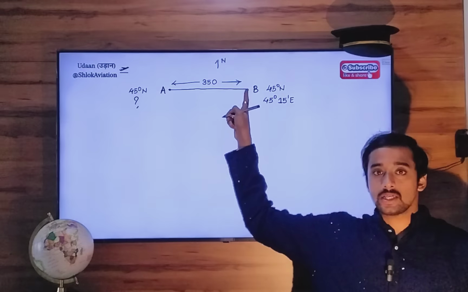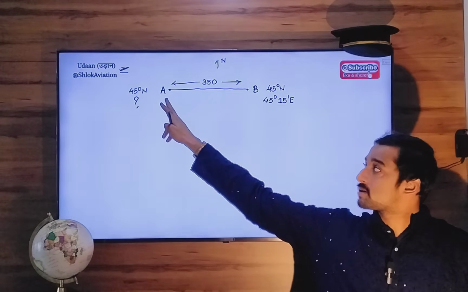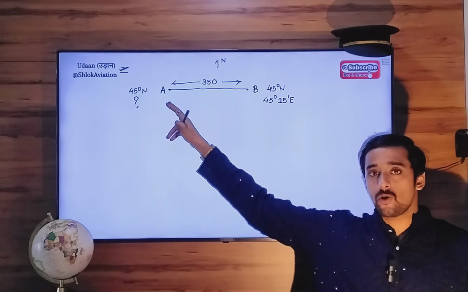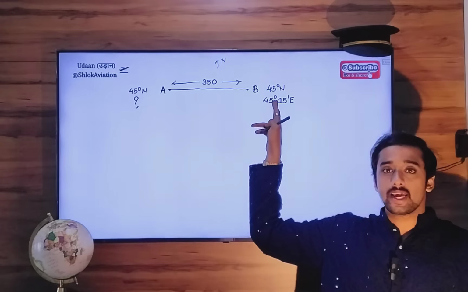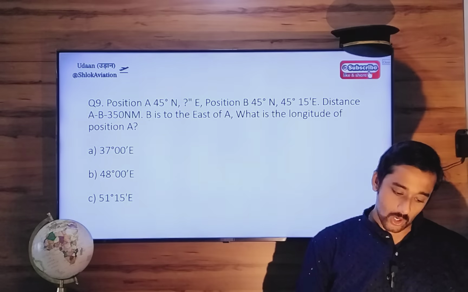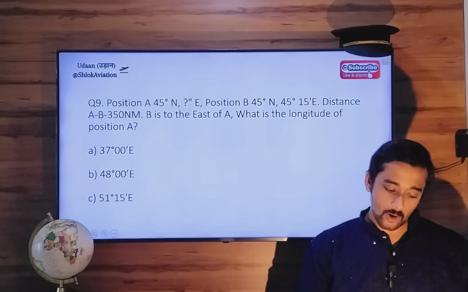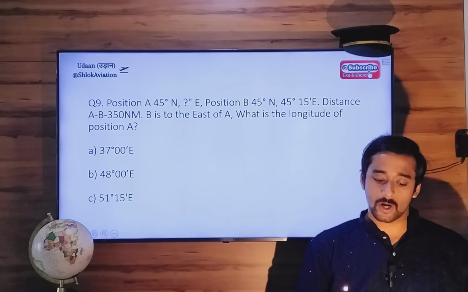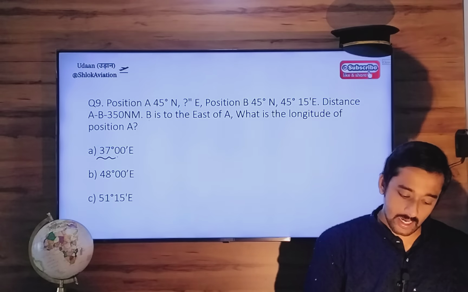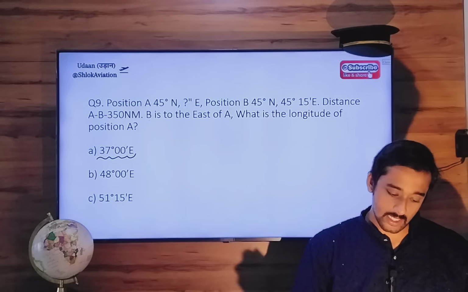Now A is to the west of position B. So the longitude of position A will be somewhat less than 45 degrees 15 minutes east, because it is to the west of it. Let's look at the options: 37, 48, 51. The only option which has a value less than 45 degrees 15 minutes is option A, 37 degrees east. So only this should be your correct answer, but we'll find it out.